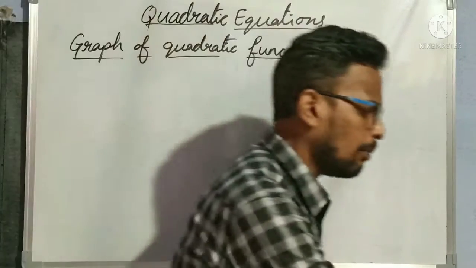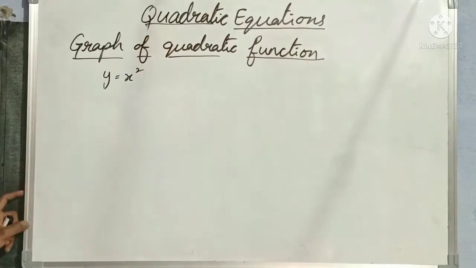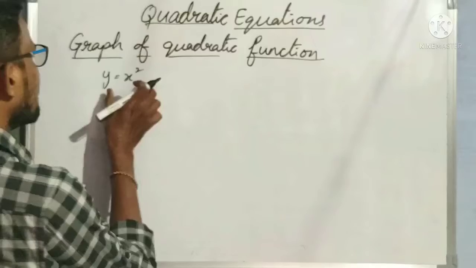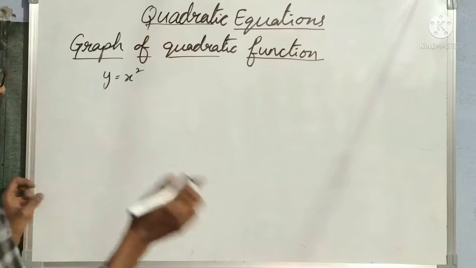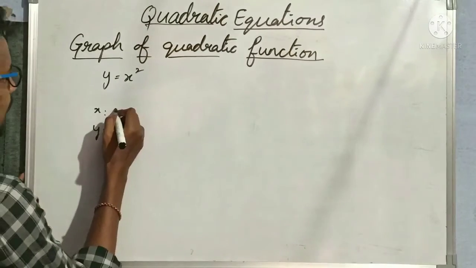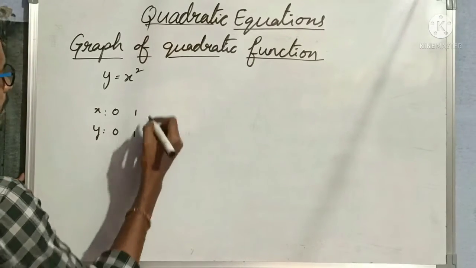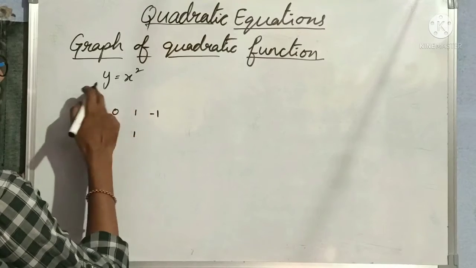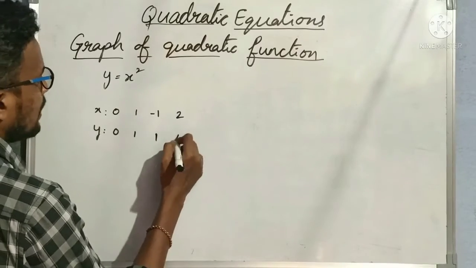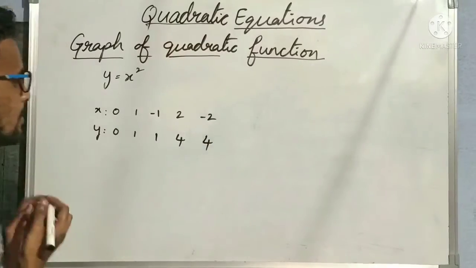Okay, so our basic quadratic function is y is equal to x square. Other than this, we don't have any basic quadratic function. So for y is equal to x square, how can we draw the graph? First take x coordinates and y coordinates. If I take x value as 0, then y value is also 0. If I take x value as 1, then y value is 1. If I take x value as minus 1, then y value is minus 1 whole square, which is also 1. If I take x value as 2, then y value is 4. 2 square is 4, right? If I take x value as minus 2, then also our y value is 4.